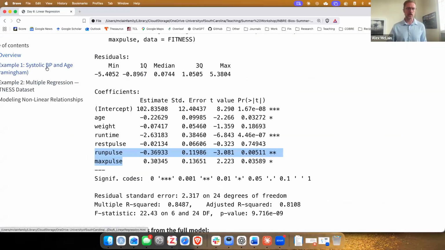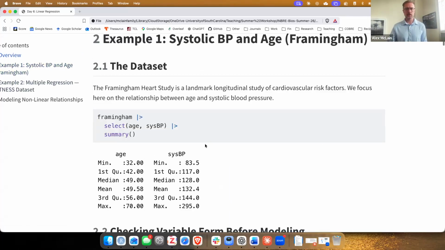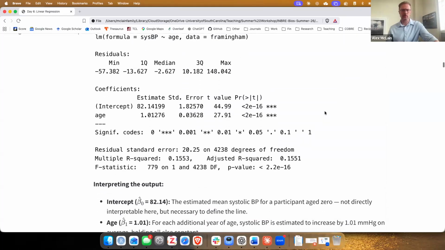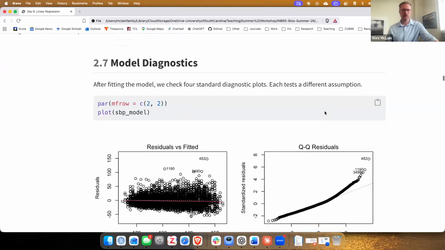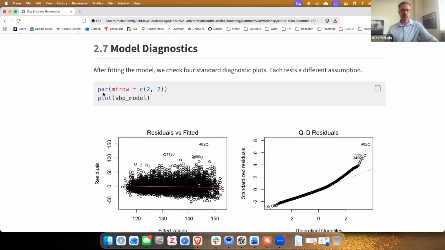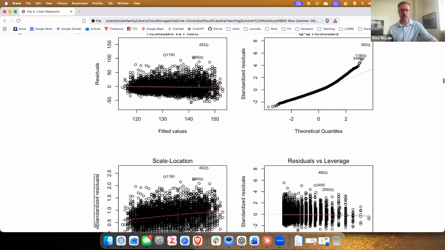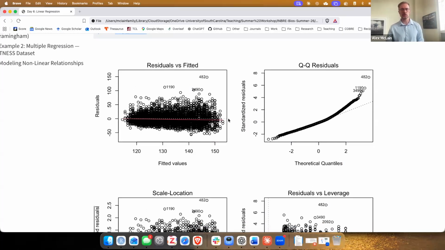Let's go back to our systolic blood pressure and age example. And as I said, this is the most linear relationship you will ever find. There's not any issues with linearity in this particular data. We can tell that from the scatter plot. Let's take a look at the model diagnostics. So here we say plot, and then we give it the linear regression model object, and we get 4 plots back. This first one is the first one we'd want to check out for the linearity.